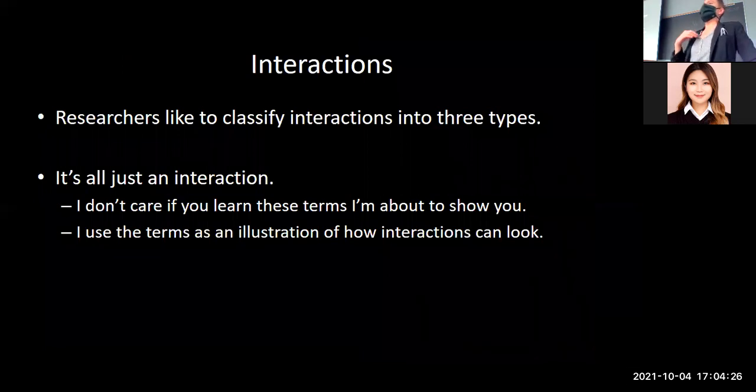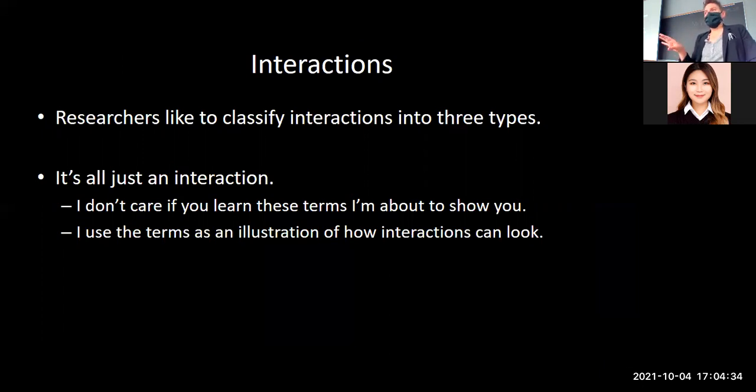So I want to think a little bit more about interactions. Researchers like to classify interactions into 3 types. But this is a scaffolding moment. I do not care if you learn these words at all. You can look at them and then let them vanish right out of your head. My point is to demonstrate all the different ways that an interaction can manifest within your data and your expected scores.